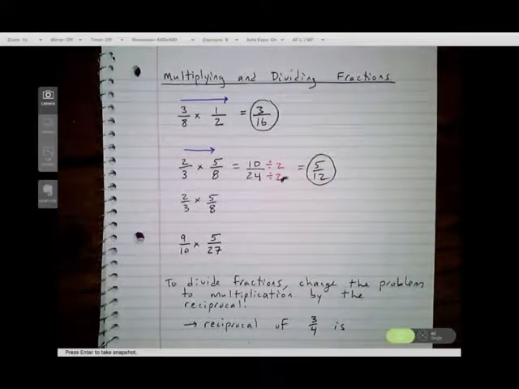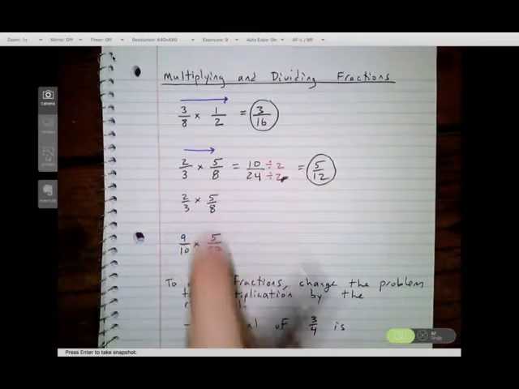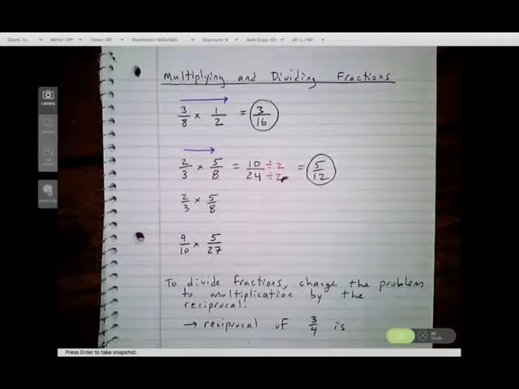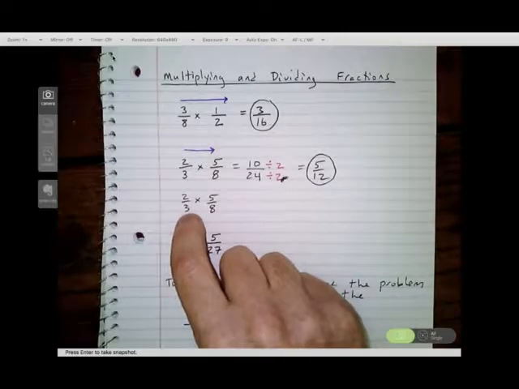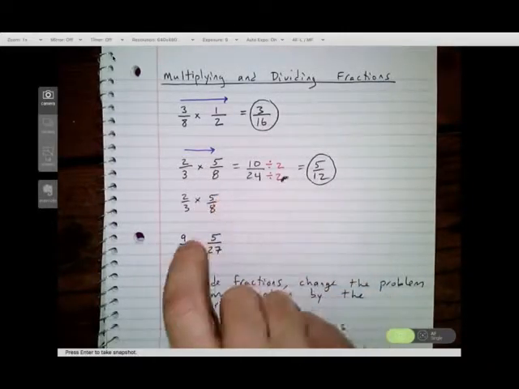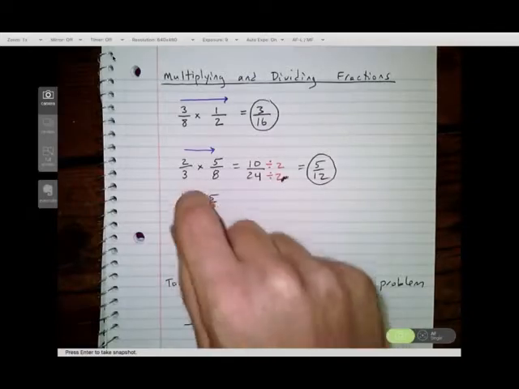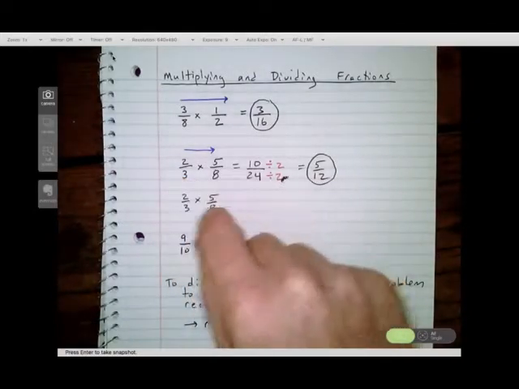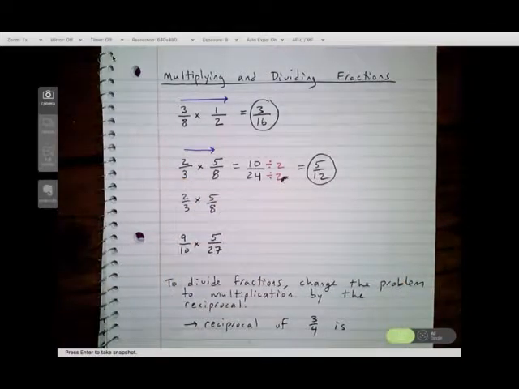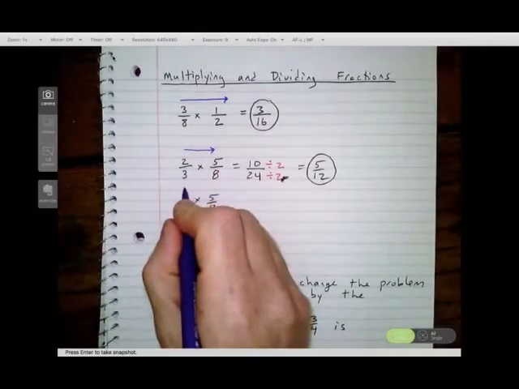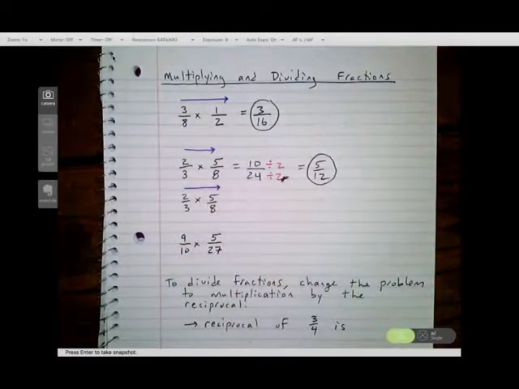Okay? So this is the other way to do it, and this is called cross-canceling, which some of you may remember. And you want to cancel from denominators to numerators, never straight across. That doesn't work. So you cross-cancel this way. It's kind of like an X, which is why they call it cross-canceling. And that gets a little confusing with something called cross-multiplying, which we will learn later on. But remember, we always multiply straight across.